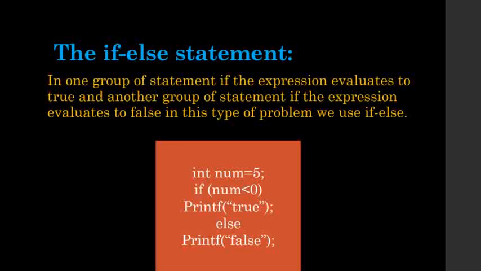There is int num = 5 and one condition, num is less than 0. So there is the question, is num less than 0? The answer is false, because we know that 5 is not less than 0. So this part will not be evaluated. Now it will check the else part, else printf false. So the if part will not evaluate, now the else part will be evaluated. So the output is false.